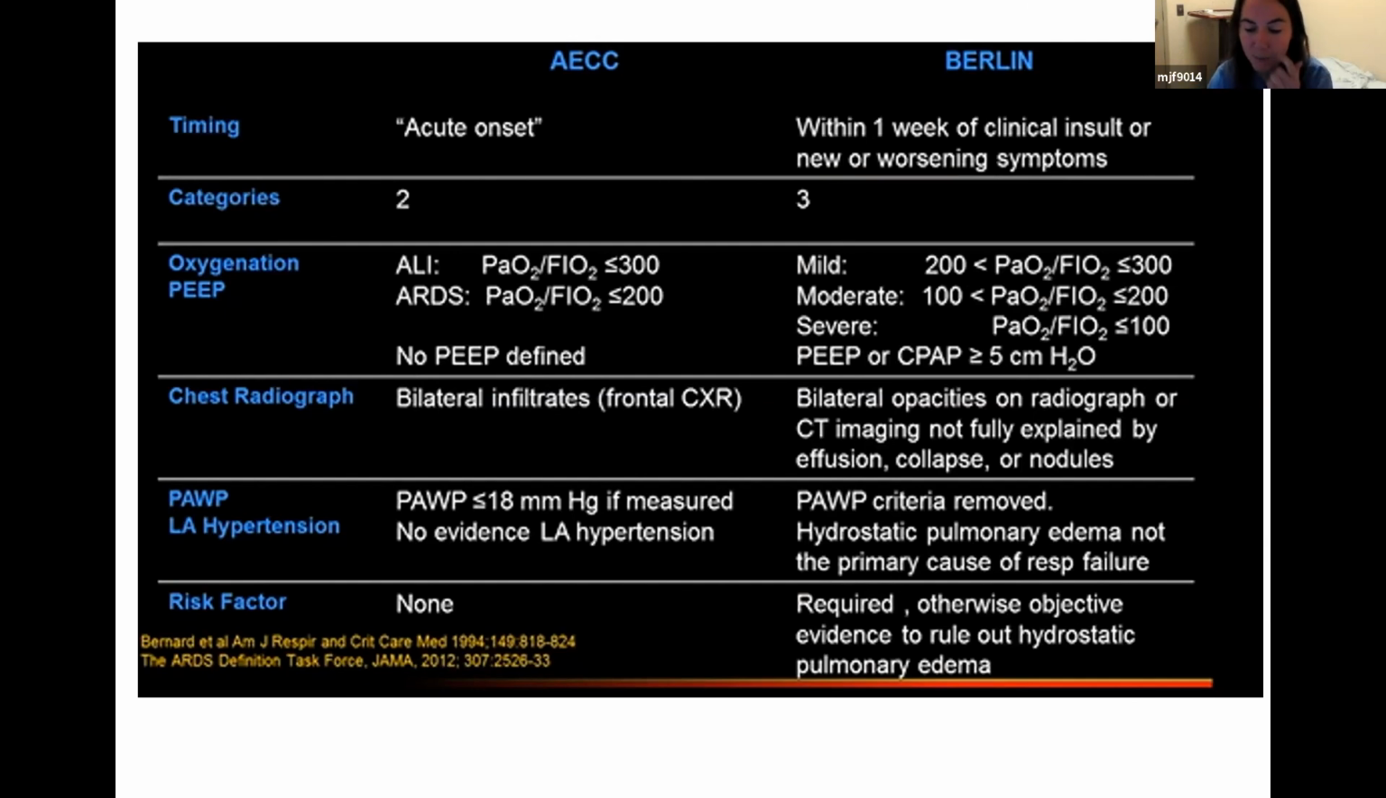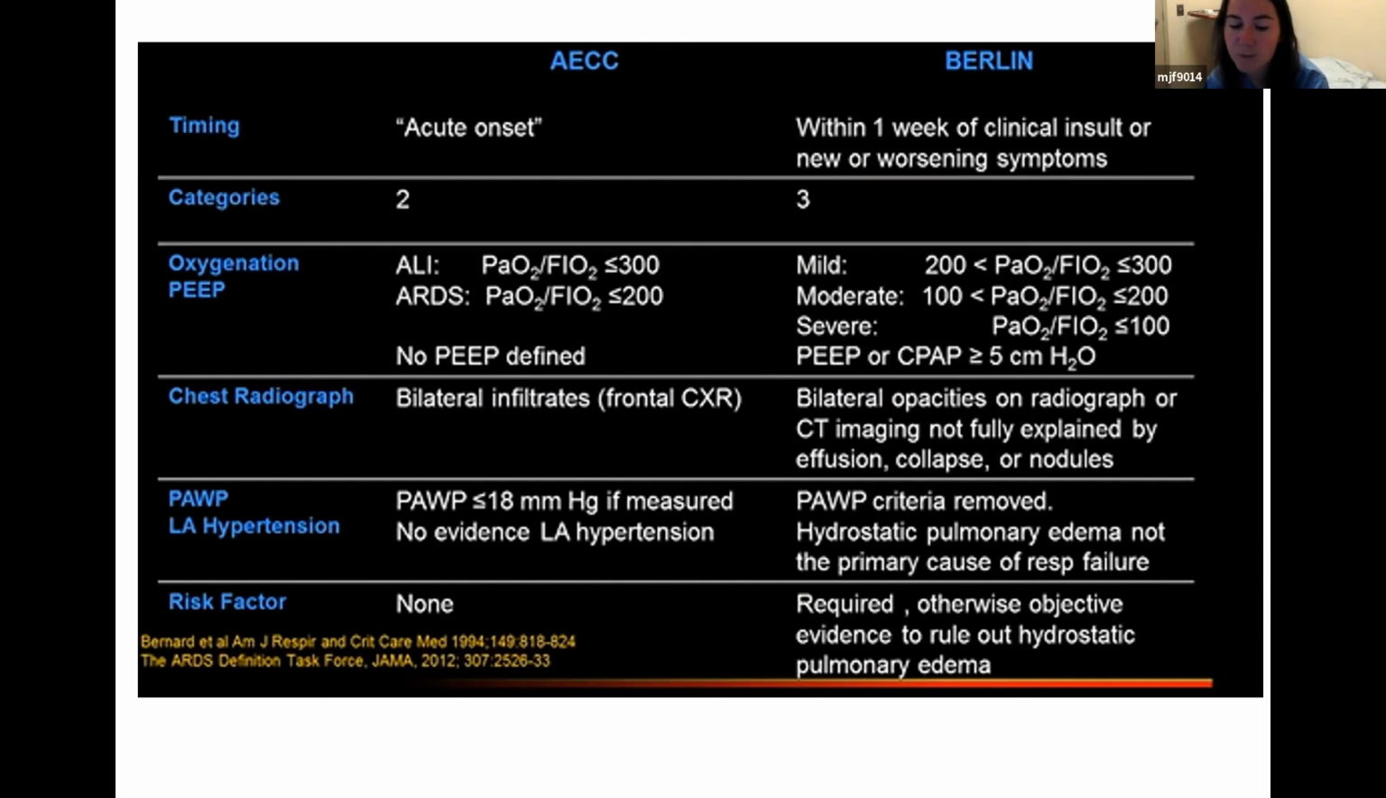In addition to these parameters, the AECC definition also called for a frontal chest x-ray displaying bilateral infiltrates, and it also called for a pulmonary artery wedge pressure to be less than or equal to 18 millimeters of mercury if it was measured. And this was in order to rule out hydrostatic pulmonary edema, or CHF, as the cause of respiratory failure. This definition was updated in 2012, and the update's known as the Berlin definition.